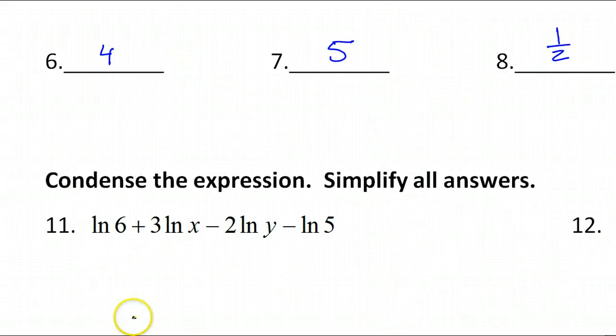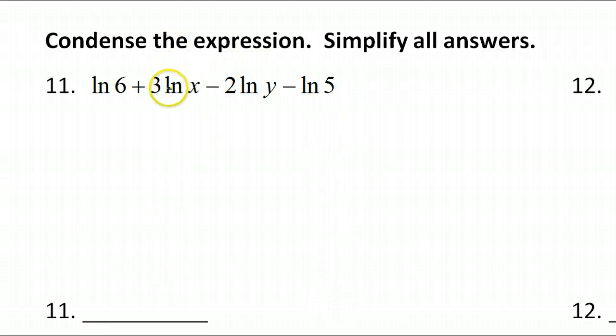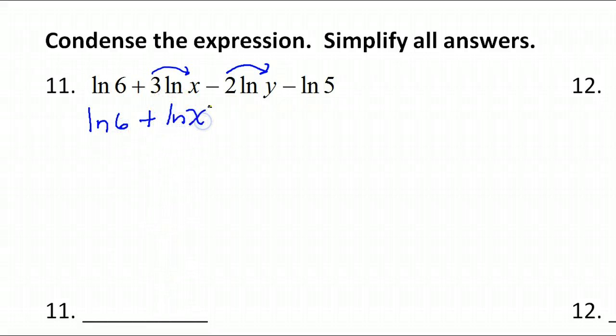Number 11. Now we're condensing. Step 1 is to take all of these coefficients and make them into powers. So this will then be natural log 6 plus natural log x to the third minus natural log y squared minus natural log 5.